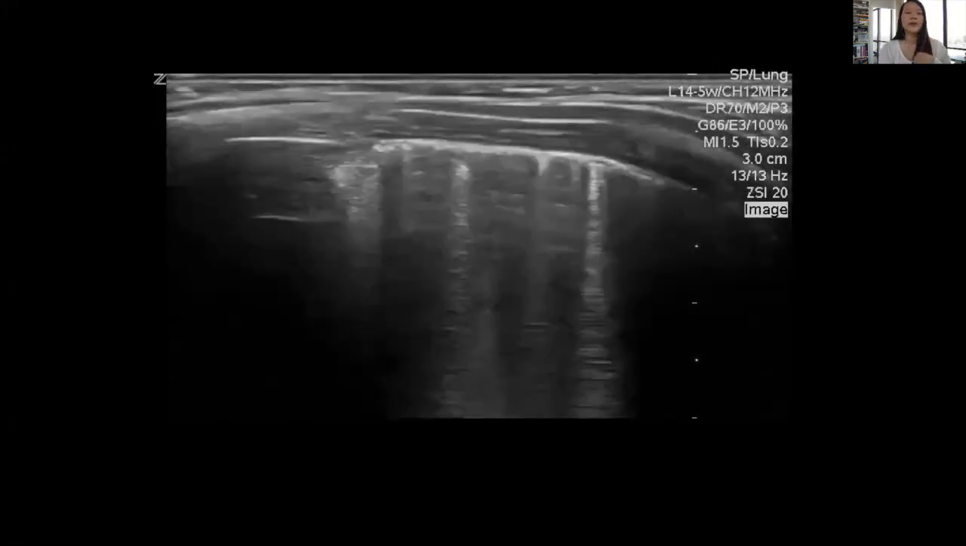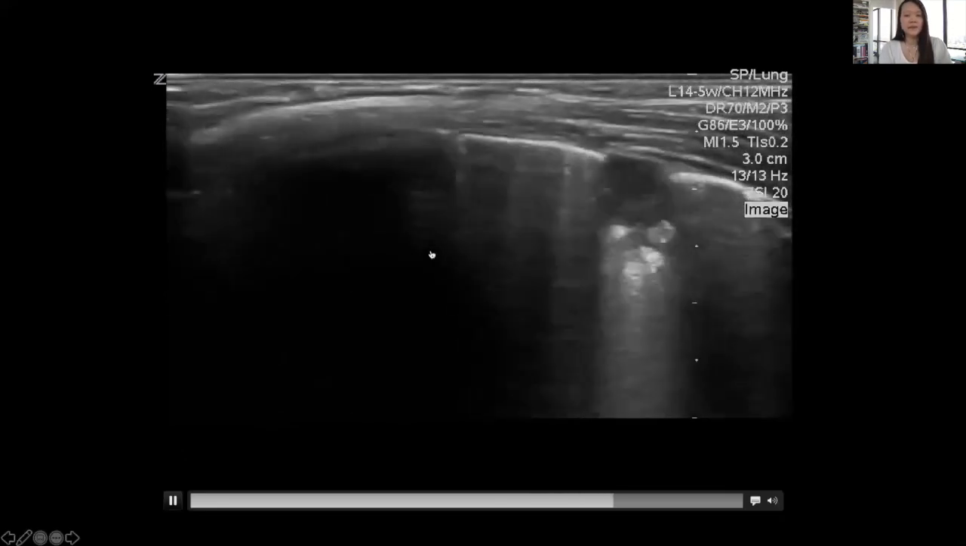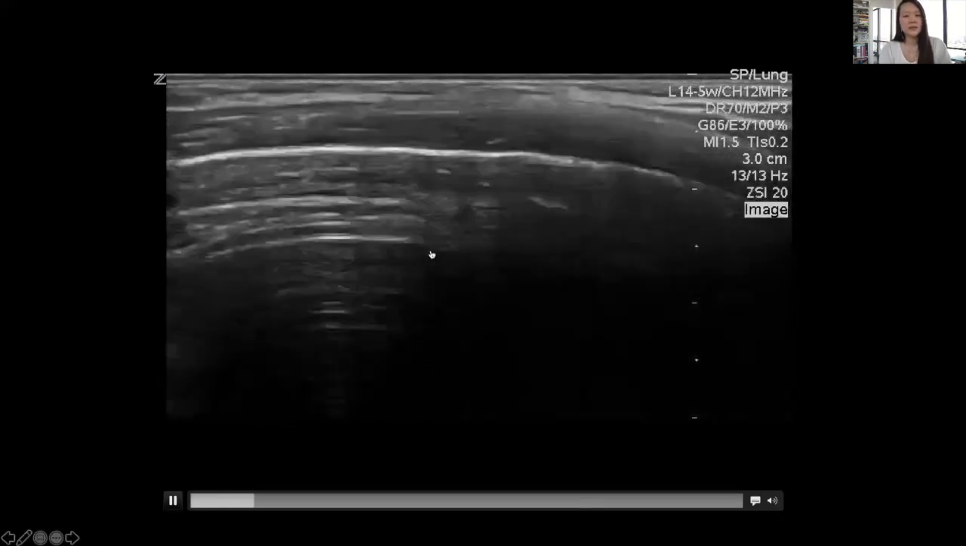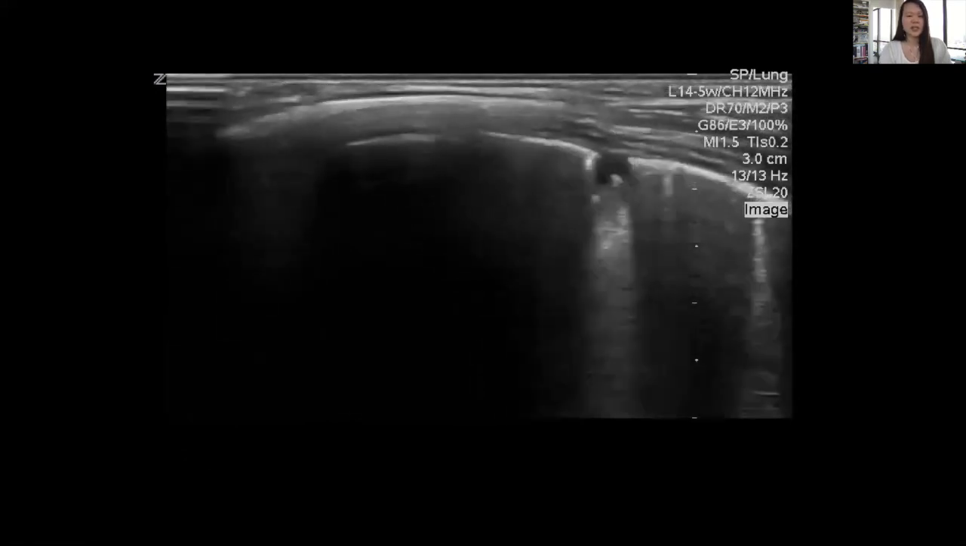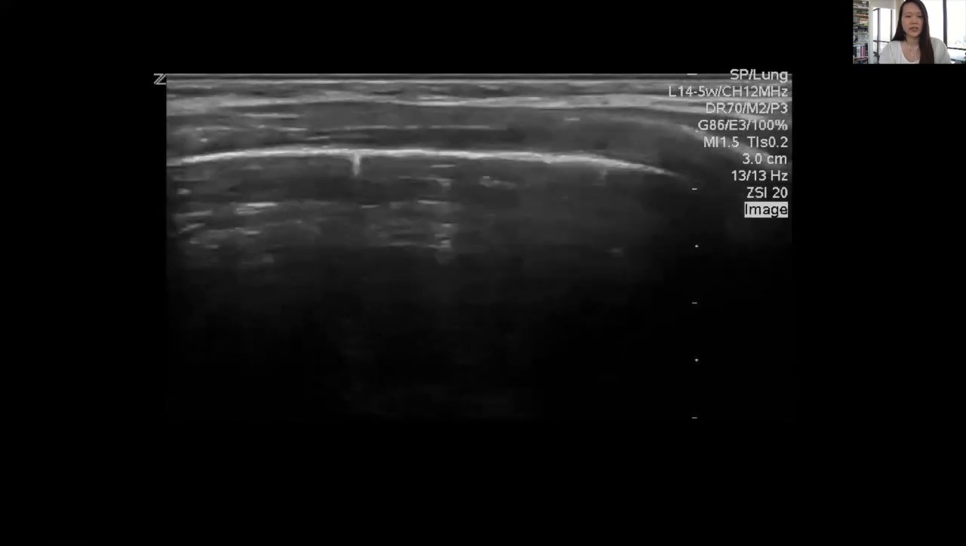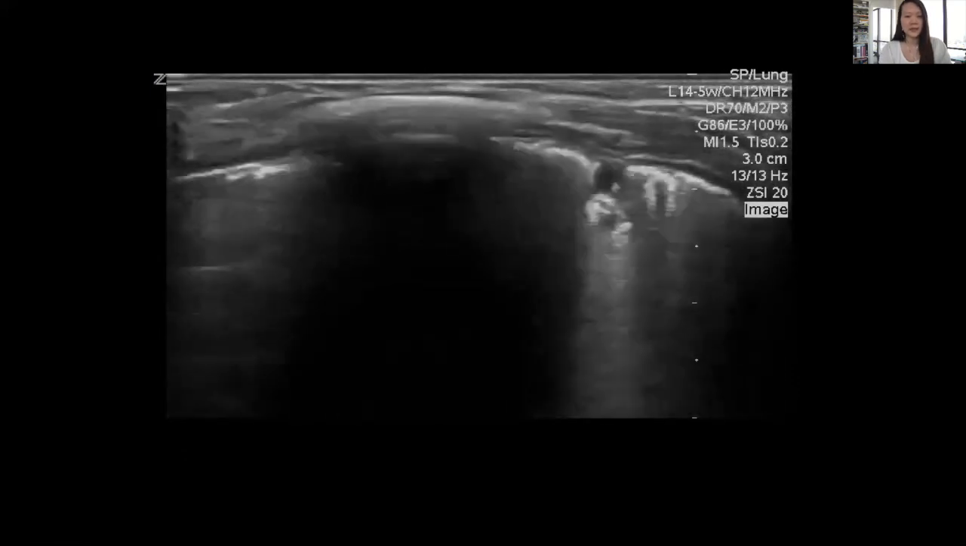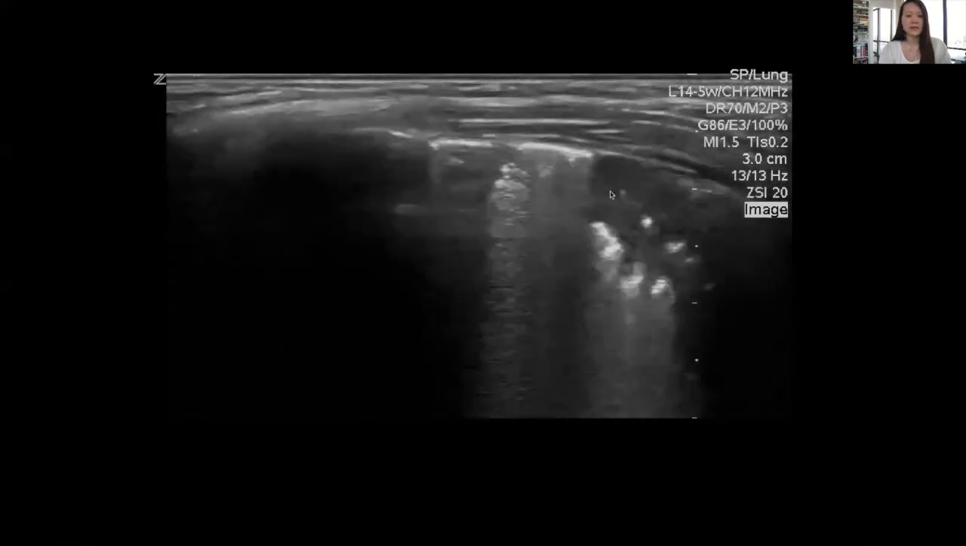In this scenario, you have some B lines in the beginning, which are non-specific if you see them in isolation. But it should really trigger you to look around since it could be the border or the start of a consolidation. Like in this case, in the second half of the clip, the consolidation appears as this hepatized area.